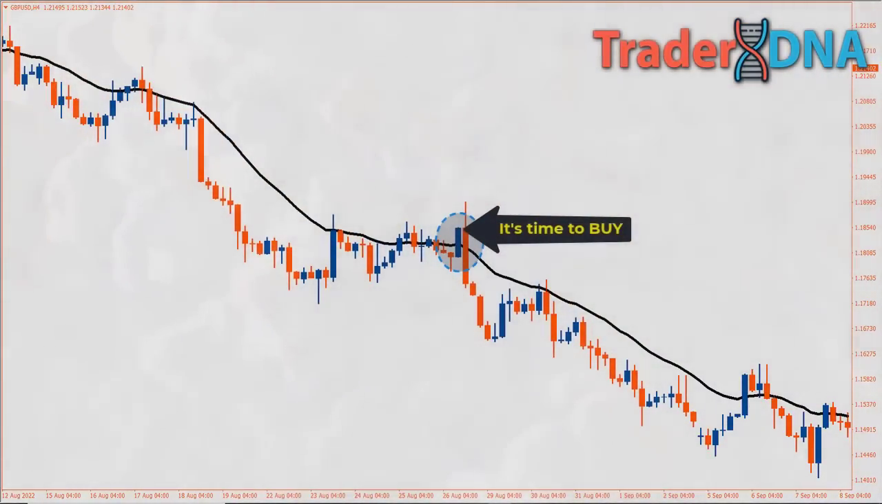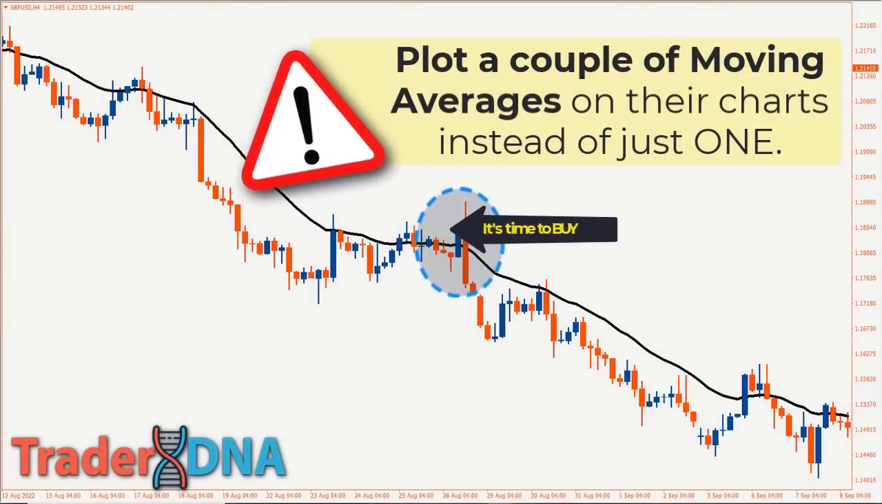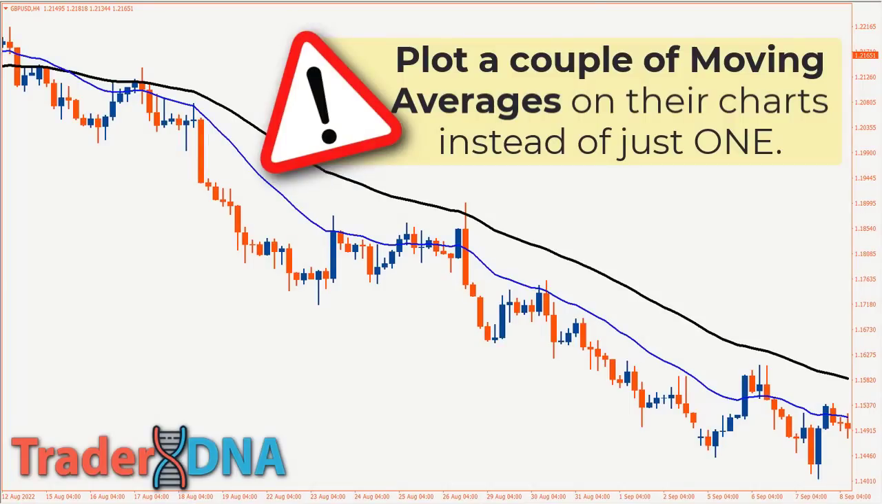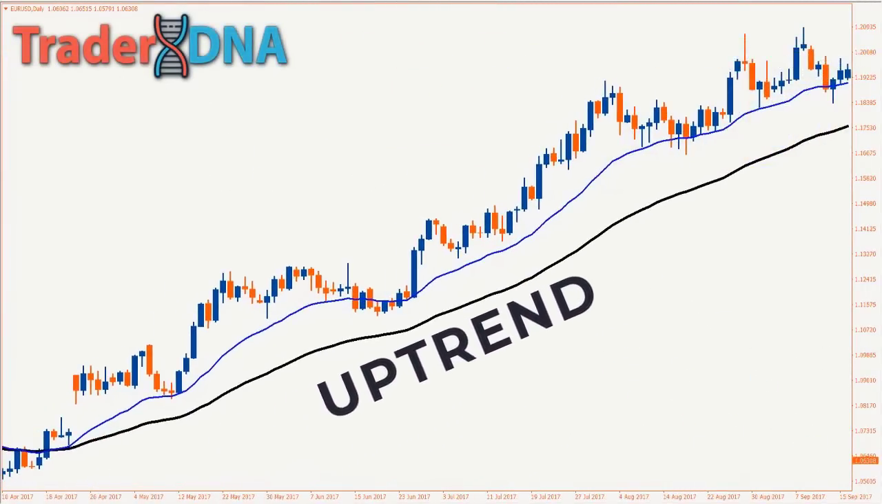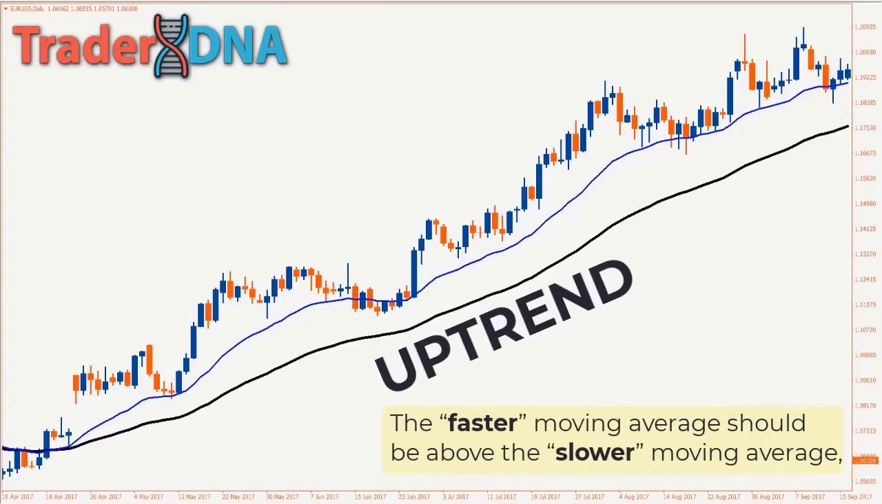What some traders do, and what we suggest you do as well, is plot a couple of moving averages on their charts instead of just one. This gives them a clearer signal of whether the pair is trending up or down, depending on the order of the moving averages. Let us explain. In an uptrend, the faster moving average should be above the slower moving average, and for a downtrend, vice versa.